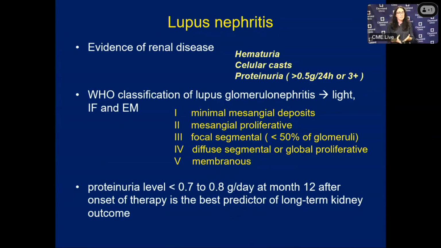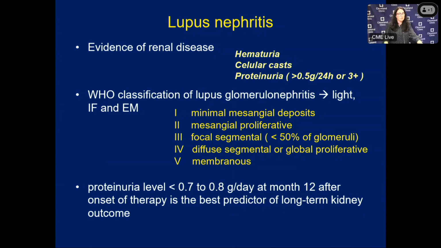The classification of lupus glomerulonephritis has not changed much. These are different histologies that can be seen, with the mildest, or least severe, one with minimal mesangial deposits, which usually does not require any treatment, then mesangial proliferative, focal segmental, diffuse segmental, or membranous, which is a different type.